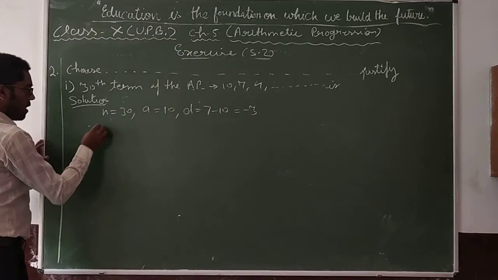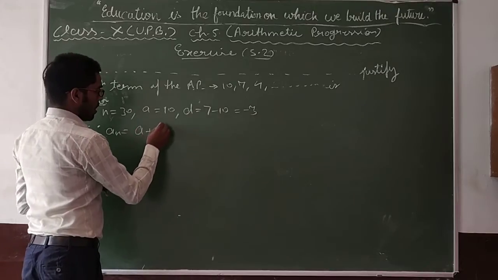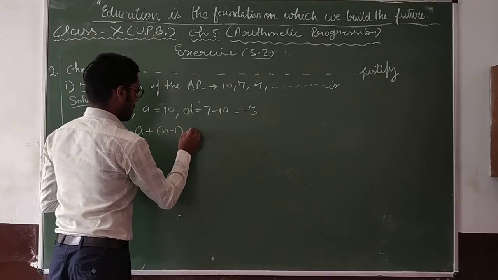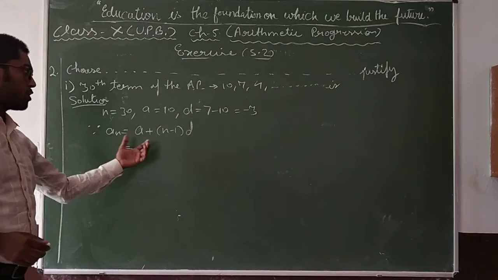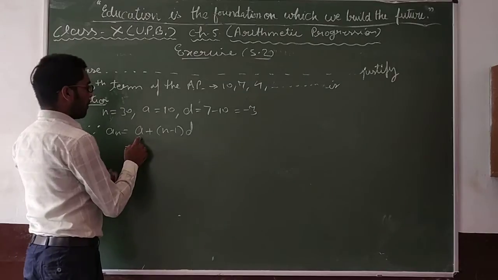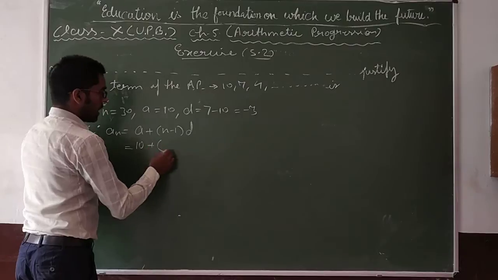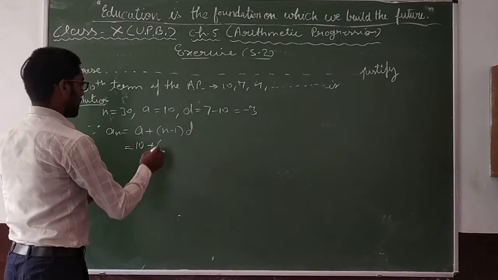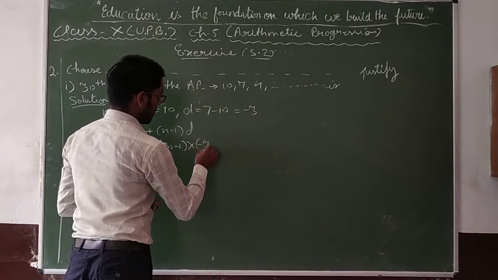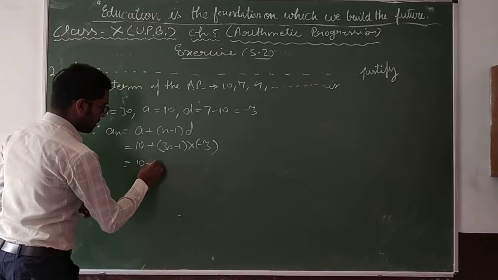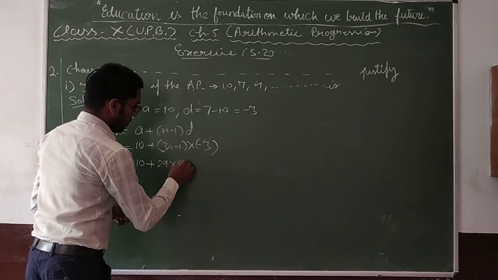Now write the formula. an is equal to a plus (n minus 1) into d. an is not given, and here you are going to find the value of an. Now put the values in the formula. a means 10, plus, in brackets, n minus 1, n means 30, minus 1, into common difference, which is minus 3. 10 plus 30 minus 1, meaning 29, into minus 3.